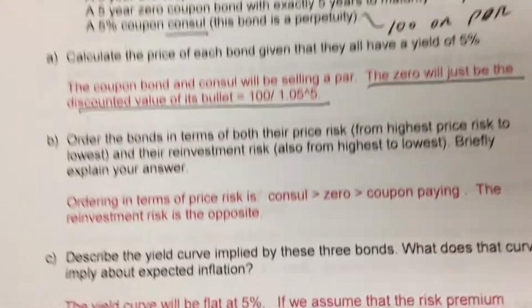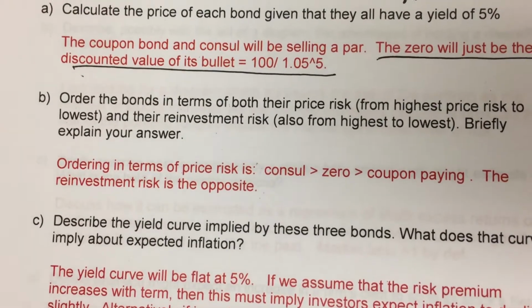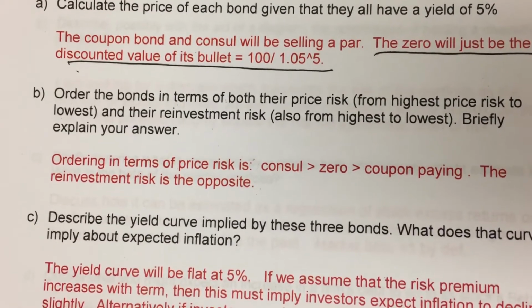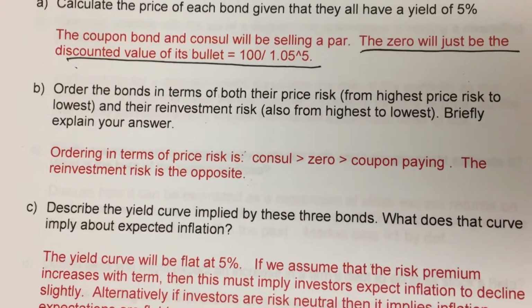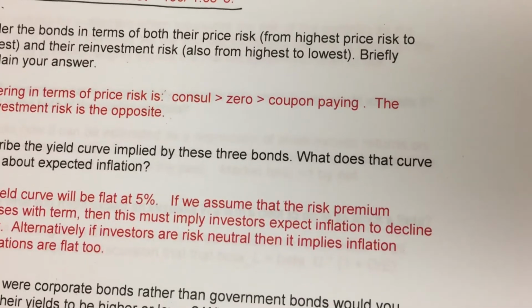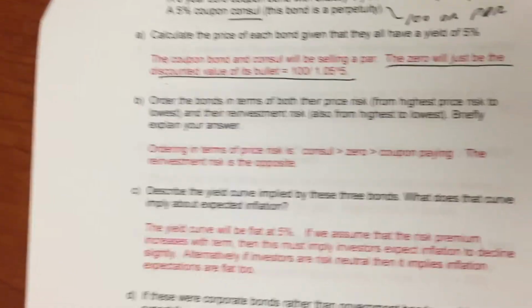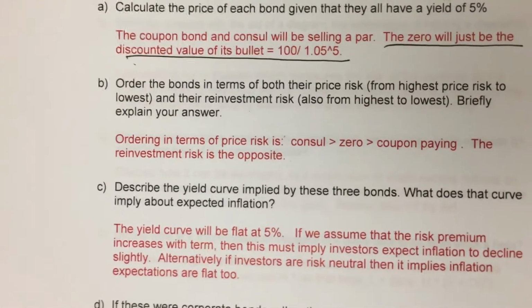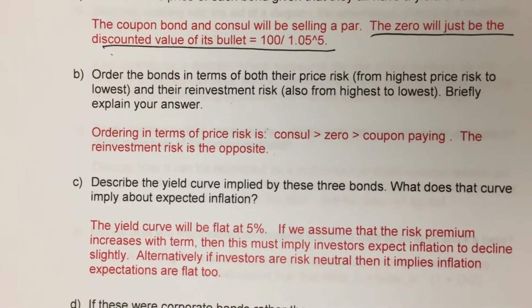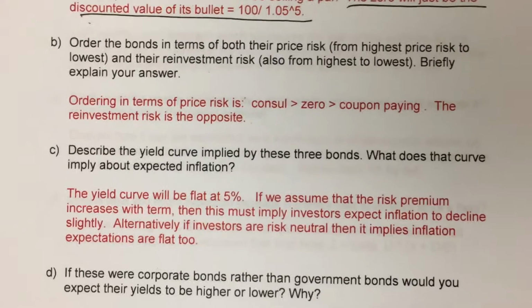Now we're down to B, and we're being asked to order the bonds in terms of both their price risk, the highest price risk to the lowest, and then their reinvestment risk. So the price risk is defined as the possible fluctuation, over the life of the bond, in its price. That will be the definition of price risk.